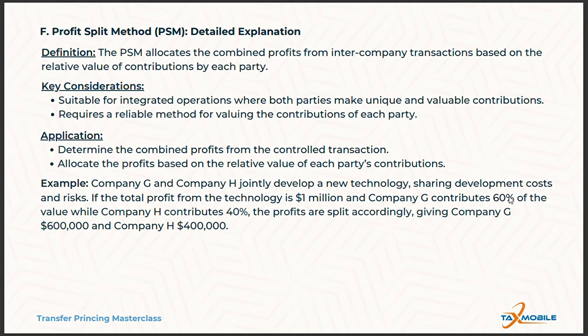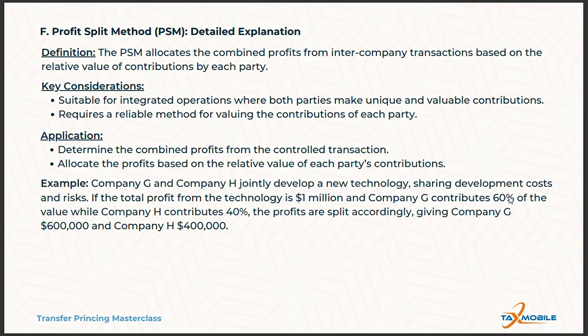Example, Company G and Company H jointly develop a new technology, sharing development cost and risk. If the total profit from the technology is 1 million and Company G contributes 60% of the value while Company H contributes 40%, the profits are split accordingly, giving Company G $600 and Company H $400.